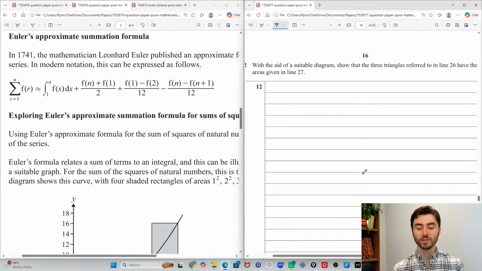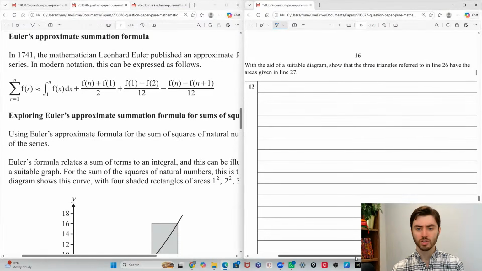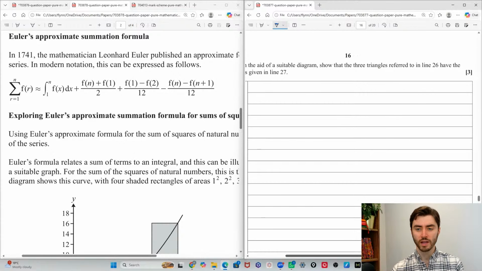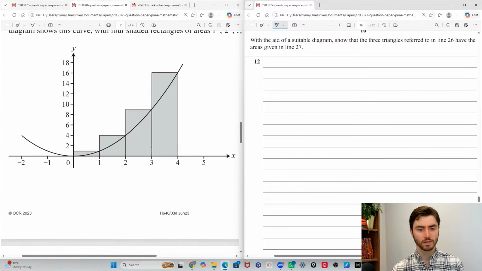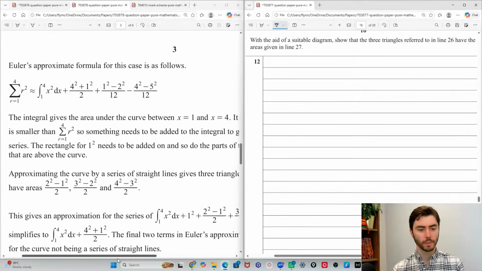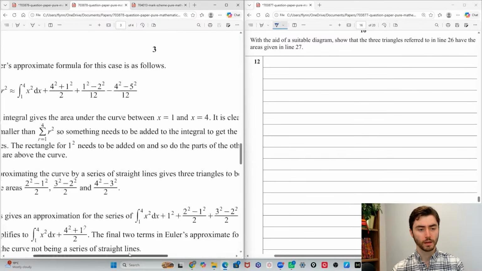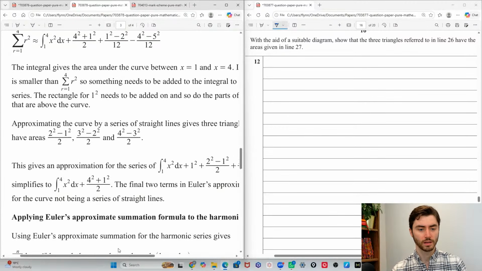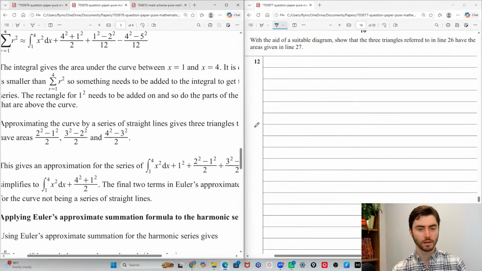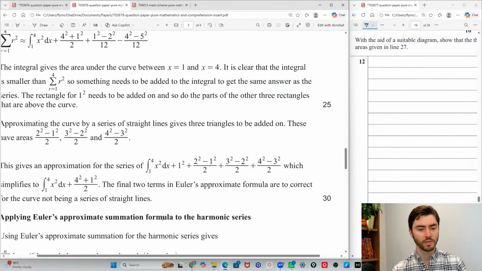So the next question says, with the aid of a suitable diagram, show that the three triangles referred to in line 26. So what is that? With the aid of a suitable diagram, show that the three triangles referred to in line 26 have the areas given in line 27. So in other words, they want me to prove that this follows on.